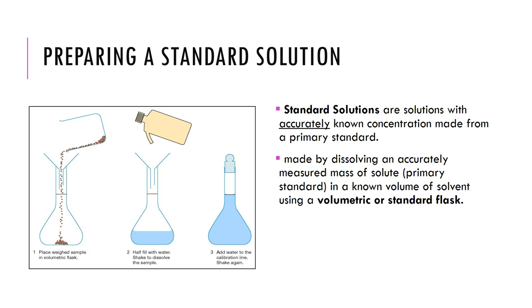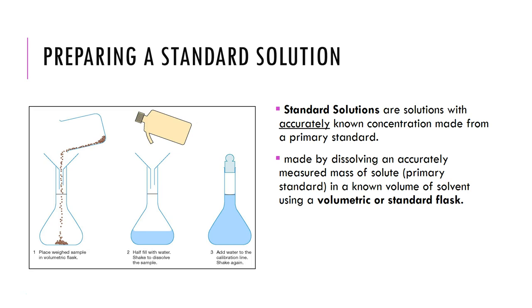So one of the main things that we need to do in order to carry out a volumetric analysis is have a solution that we accurately know the concentration of. Now this is generally referred to as our standard solution, and it will be made out of a chemical that we refer to as our primary standard. Primary standard is something that is nice and stable, can be stored, is cheap and easy to get a hold of, and won't react with the atmosphere or things like that, which means that we can store it long enough to do our analysis, and we can weigh out enough to really accurately know our concentration.